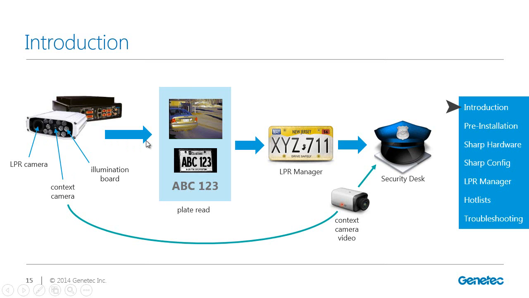So a plate read contains the context image, the image of the plate, and the interpreted plate number here as well. This is fed to the LPR Manager and can be displayed on the Security Desk application. Now, the context camera here can also be viewed like a normal Security Center video unit. When a match is made and we get a hit, the Security Center system can be configured to do many things like activating an alarm or triggering an output relay as well in cases where you do have it set up to a gate.